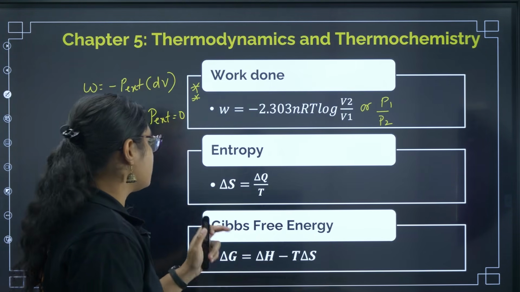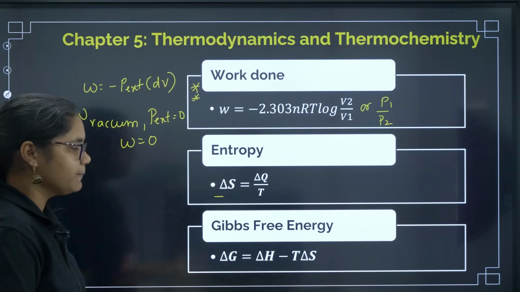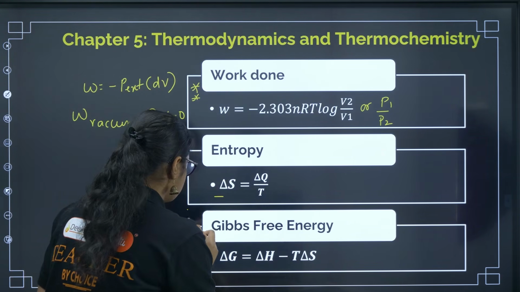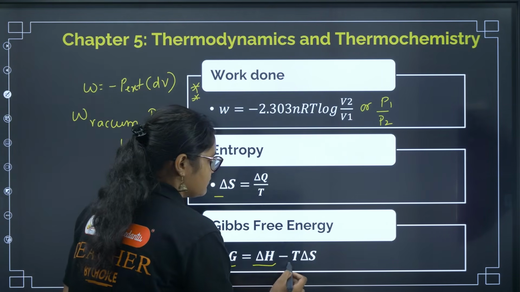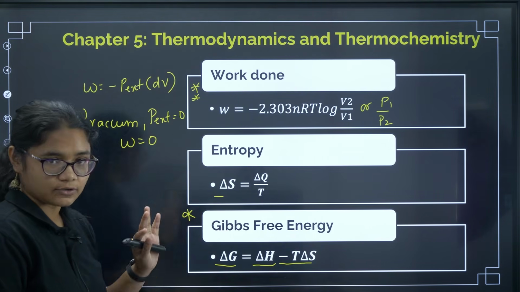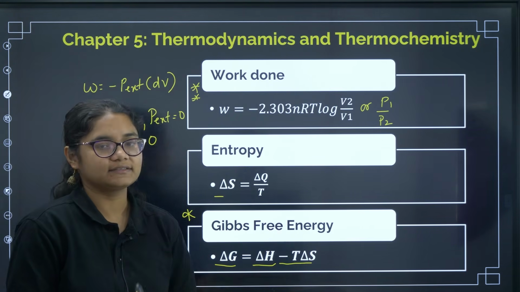Now coming to entropy, entropy is equal to delta S equals Q by T. Now coming to Gibbs free energy, a very important formula for the spontaneous reaction. Delta G is equal to delta H minus T delta S, where delta G is your Gibbs free energy, delta H is enthalpy, T is temperature, and delta S is entropy.